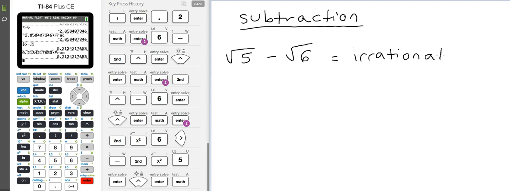But there can also be times when you have two irrational numbers, you subtract them from each other, and you get a rational number. So when might this happen? Let's say we have the square root of 5 minus the square root of 5. Obviously, you know the square root of 5 is irrational. You could try it on your calculator, but obviously if you're subtracting the square root of 5 from the square root of 5, you're going to get 0, and 0 is a rational number. So we have a scenario here when you subtract an irrational number from an irrational number, and it is rational.